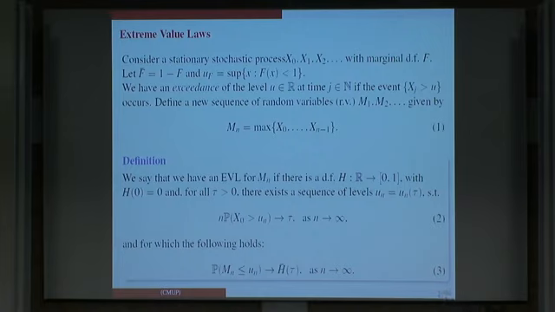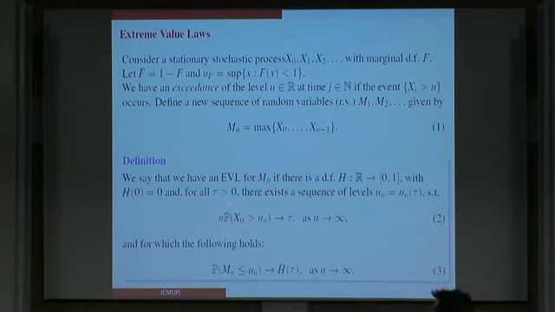And so we have some distribution function H that is non-degenerate, and we say it's an extreme value law for Mn if for sequences un satisfying this condition, the probability of Mn being less than the threshold un converges to H bar of tau, where tau appears here in the normalization factor.